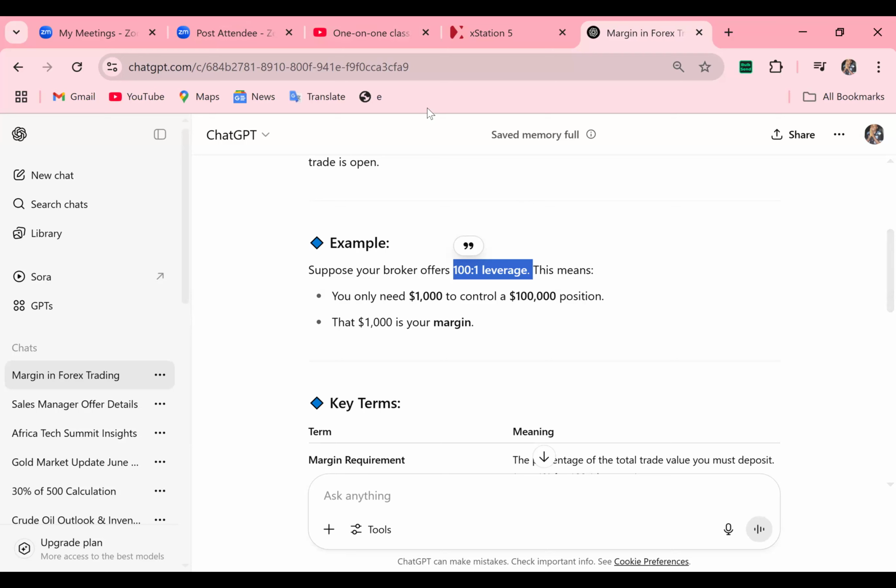Let me write it on the whiteboard. Now, let's say, for example, you have $10,000 and your leverage is maybe 1:500, and there's another account with the same $10,000. I hope you can see what I'm writing.